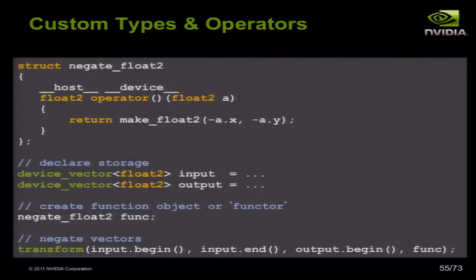So when he calls transform at the bottom, that's going to instantiate that functor across all elements of the input vector. And it's going to run on the GPU because it was instantiated on device vectors which live in the GPU memory space. Now, if he had declared those as host vectors, those would instead be parallelized using OpenMP and running on the CPU. Yeah?